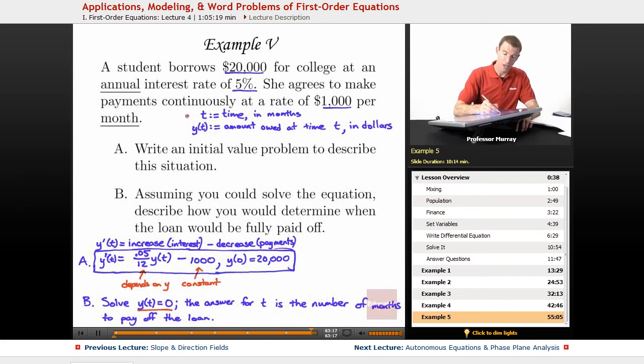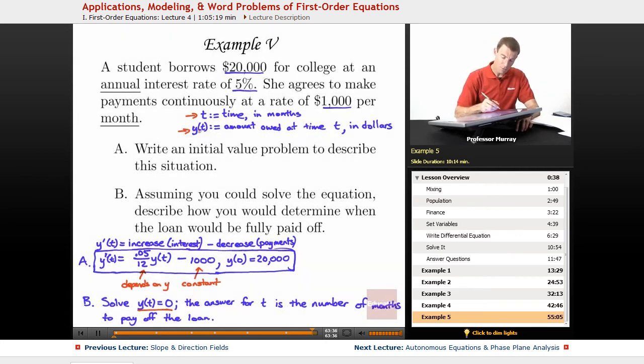So just to recap here, we wrote our initial value problem. We set up our variables. T is always time. Y of t is the quantity we're keeping track of, which is the amount she owes at time t. Got to be careful about your scale here because part of the problem was given in months and part of the problem was given in years. So we said, okay, we're going to make our time scale be months.